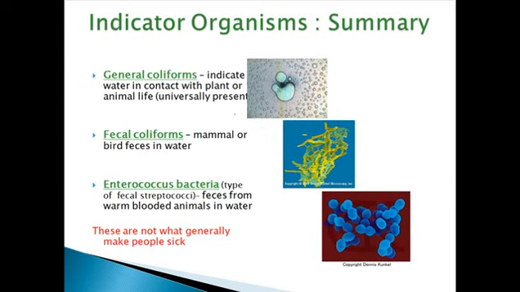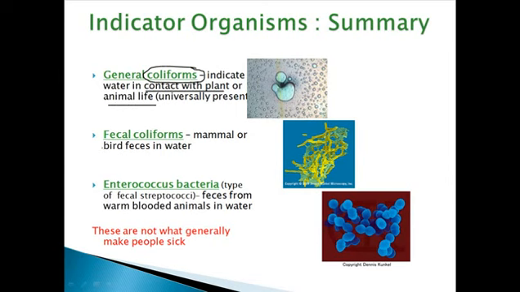So finally what we have, this indicator organisms. So we have a summary. What is the summary? The general coliforms indicate the water in contact with plants and animal life, which is called the general coliform. So what do we mean by coliforms? Coliforms are some sets of bacteria which indicate the possible presence of pathogens, but coliform normally means some types of microorganisms that have been in direct contact with plant or animal life.